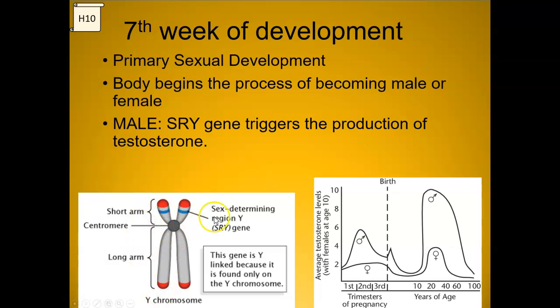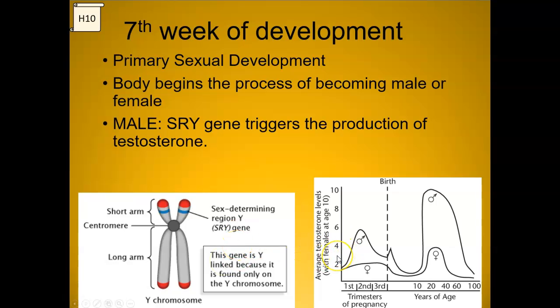This is our Y chromosome. And this is the SRY gene, which stands for sex-determining region of the Y chromosome. It's found usually only on the Y chromosome, although in a few cases it does make its way over to the X chromosome, so that can be a little confusing.